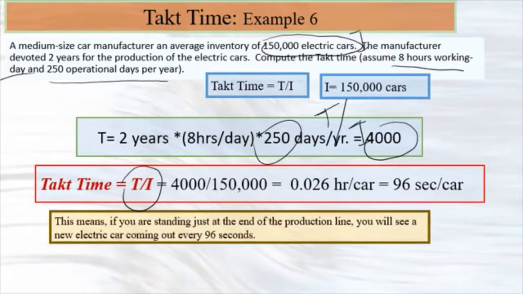Now, don't mistake this number. Don't think that it means that it takes 90 seconds to produce a car. That's not correct. What that means is that when you're standing outside of the production line, every 90 seconds, the production line is going to spit out a car. That's basically what it means.